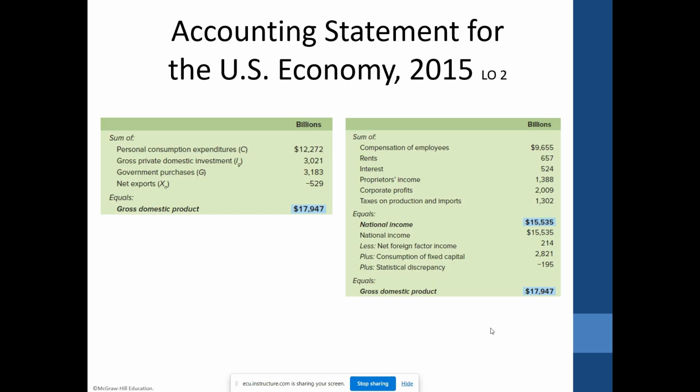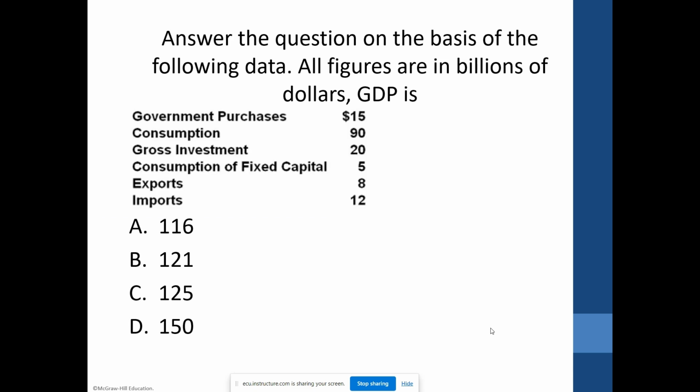This table calculates GDP for 2015 in the United States by both the expenditure approach and the income approach. Note that both methods come to the same total of GDP for the year. Please spend a few minutes to review. Let's do some practice. Pause and come back.